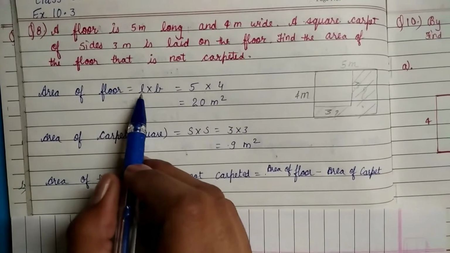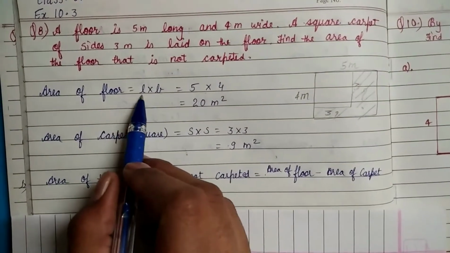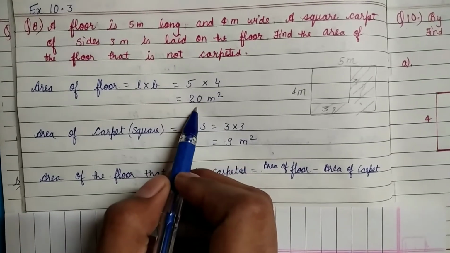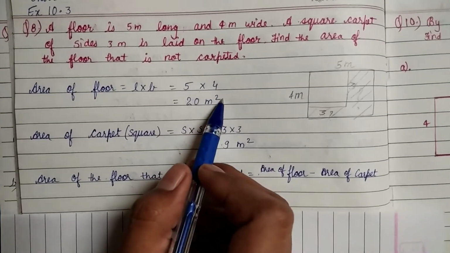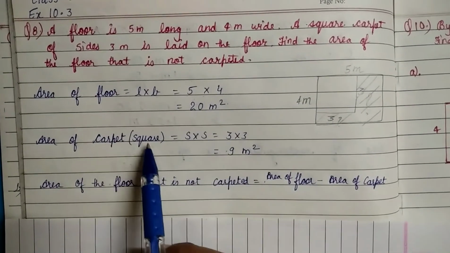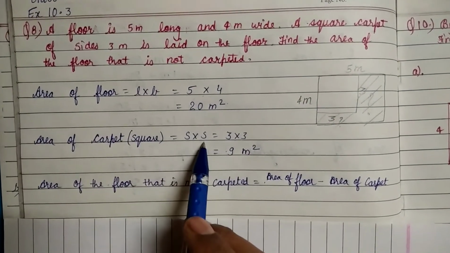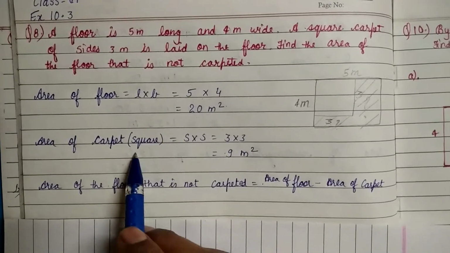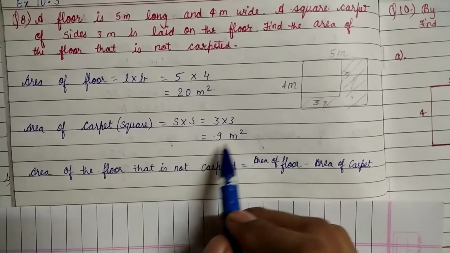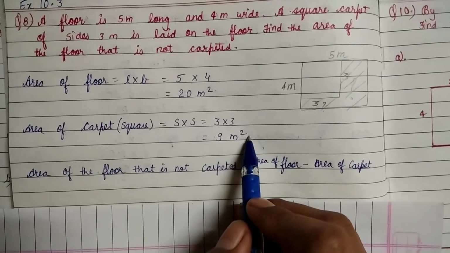Area of floor is length into breadth. So length is 5 and breadth is 4. So 5 4s are 20. Unit will be meter square. Then the area of carpet. Carpet shape is square, so side into side is the formula of area of square. So 3 into 3 will be 9 meter square.